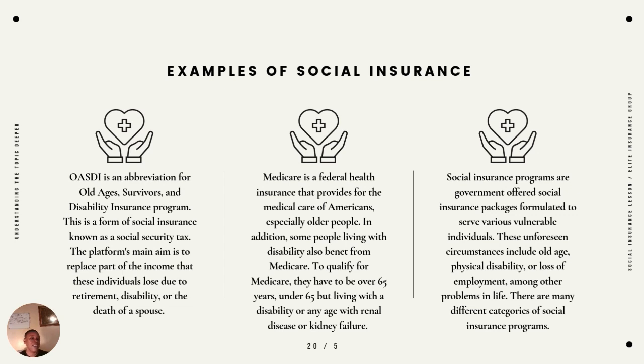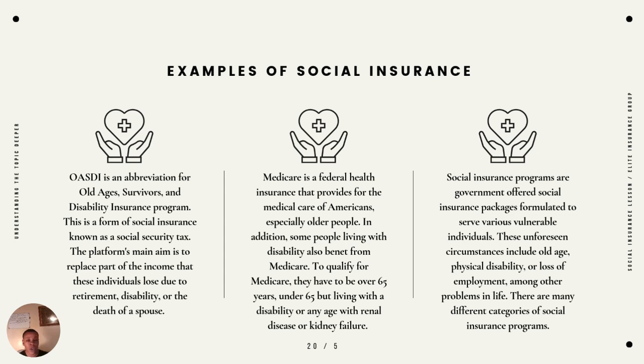So let's talk about some of the examples of social insurance. One of the examples of social insurance is what is known as OASDI. That is the abbreviation for old age, survivors, and disability insurance. This is a form of social insurance that's also known as Social Security tax. So the main aim of the OASDI is to replace part of the income that these individuals lost due to retirement, disability, or even the death of a spouse.